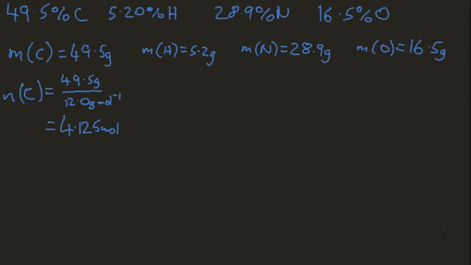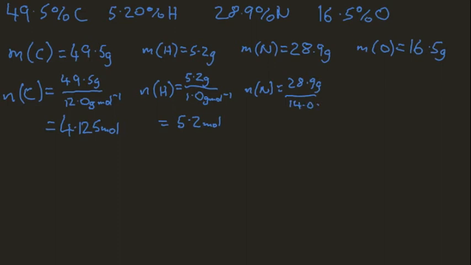So with our hydrogen, we do the same thing. The number of moles of hydrogen is equal to the mass, 5.2 grams, divided by the molar mass, 1.0 grams per mole. And we get a nice easy answer there, 5.2 moles divided by 1. Moving on to our nitrogen. Number of moles of nitrogen equals 28.9 grams divided by 14.0 grams per mole. And putting that through a calculator, we find out that we have 2.06 mole.